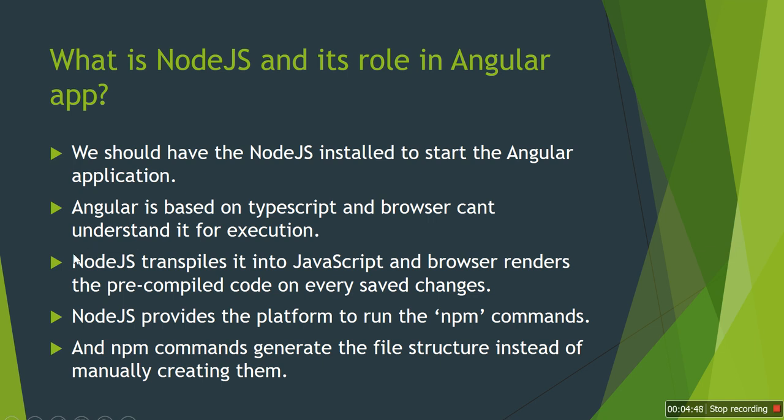So this transpilation is done by Node.js. Basically, Node.js transpiles it into JavaScript, and the browser renders the pre-compiled code on every change that you save, right? So this is the role of Node.js, that is simply for conversion of your TypeScript code into JavaScript, because all of the browsers support only JavaScript, right?